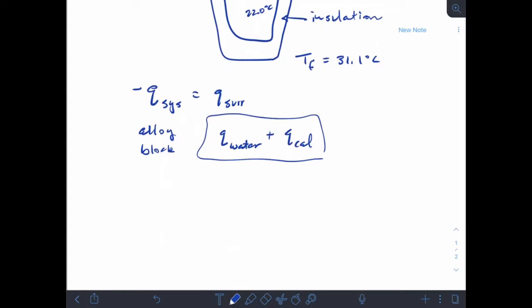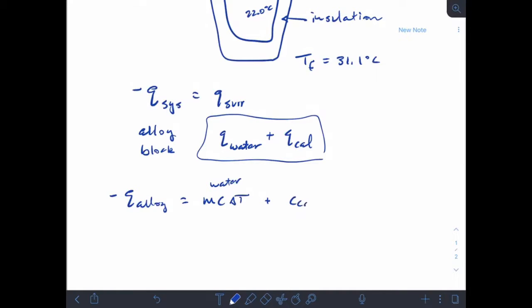All right, so negative Q of the alloy equals mc delta T for the water plus Ccal delta T for the calorimeter. And remembering that delta T here is the same as for water.